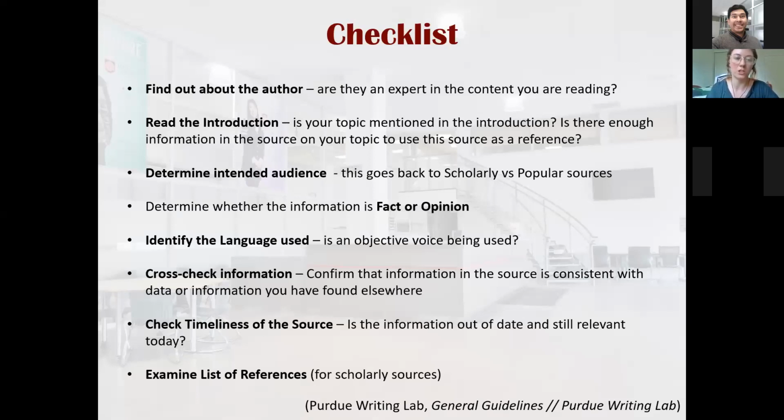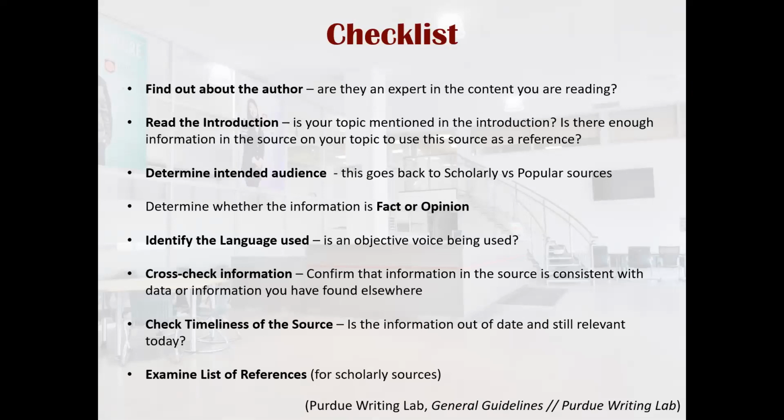You want to determine if the intended audience is a general audience, or if it is a specific audience on a specific scholarly topic. So that's important for you to determine whether or not it's a good source for what you need. And then obviously you want to determine whether the information is fact or opinion, because especially if you're using maybe newspaper articles, a lot of the time those are opinion pieces and you might not want to be using them as a resource for information. So you definitely want to know whether what you're writing is fact or opinion.